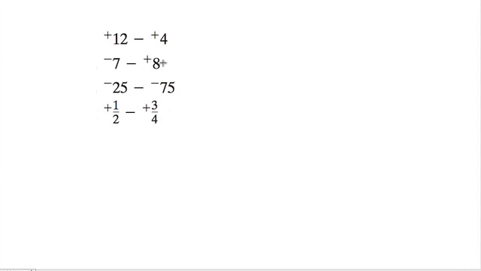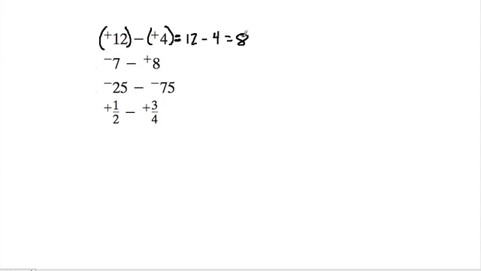Okay, so in each of these problems, you might notice that what we're doing is subtracting. So we need to confront each of these with whatever algorithm we're comfortable with in order to subtract. The first one, what I recognize is that we have positive 12 minus positive 4. And we can just rewrite that as 12 minus 4. It's really the same thing. They're just highlighting here that we have a positive 12 and a positive 4.